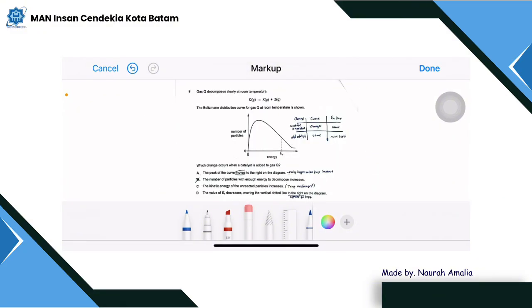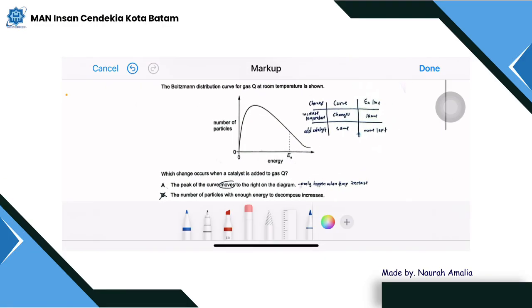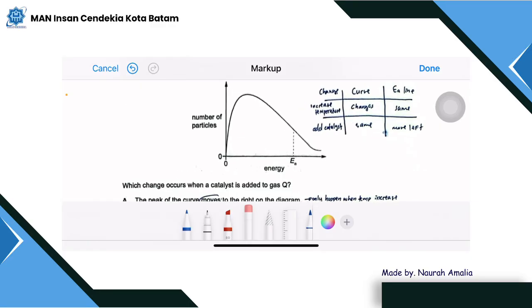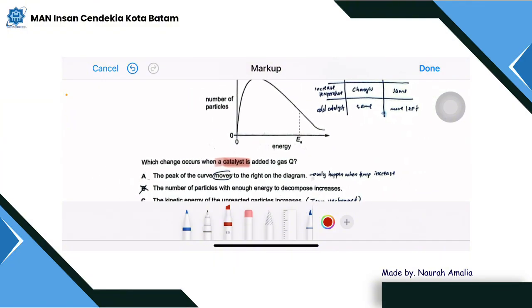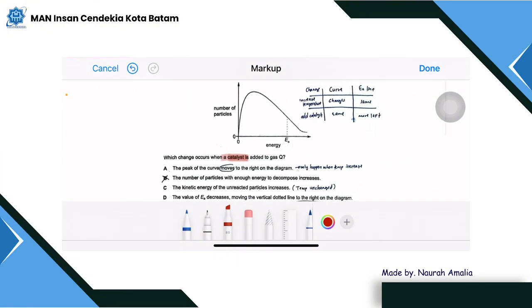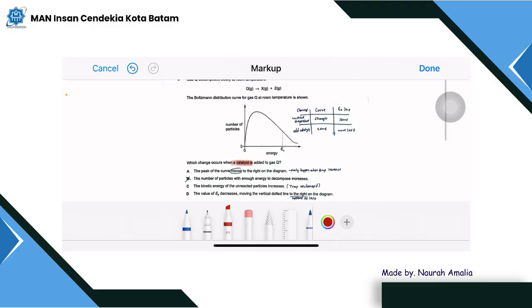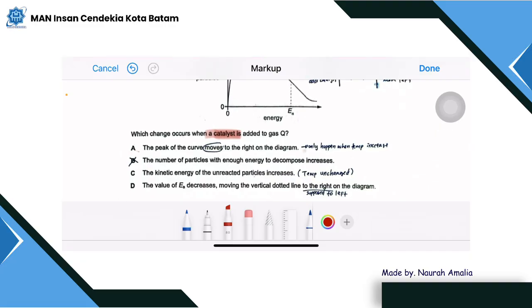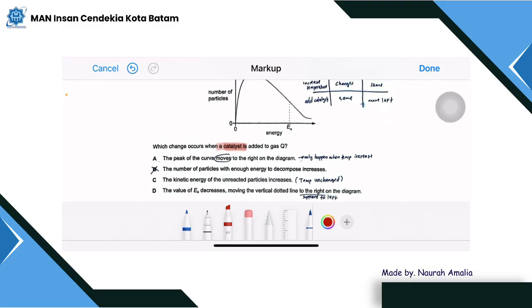Question number 8. Gas Q decomposes slowly at room temperature. The Boltzmann distribution curve for gas Q at room temperature is shown. Which change occurs when a catalyst is added to gas Q? We know this is the catalyst. From question 8, we can see the options given and we can identify which one is incorrect. From option A, the peak of the curve moves to the right on the diagram. It only happens when temperature increases, so this is incorrect.